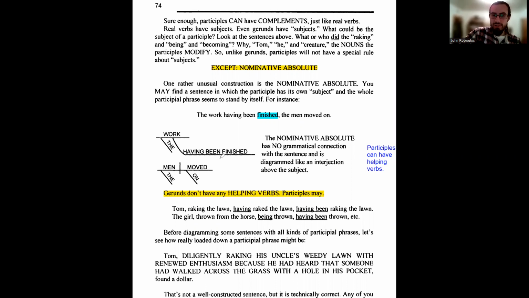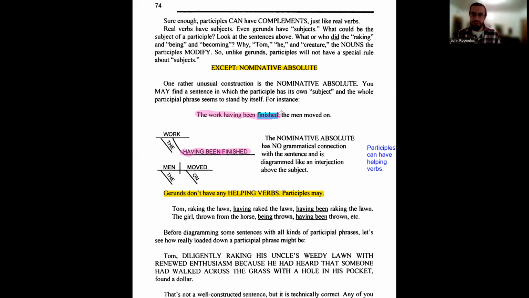Look, you have finished, which is the participle, and having been, these are actually helping verbs for the participle. So as you can see in yellow, gerunds don't have any helping verbs, but participles may. So the work having been finished, work is being modified by having been finished. But this whole thing, the work having been finished, it's called a nominative absolute.